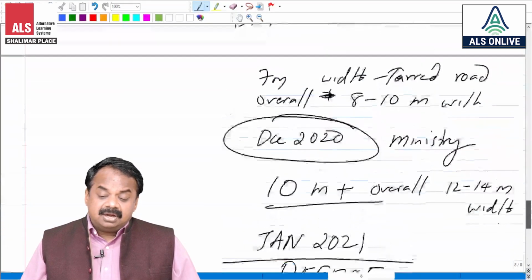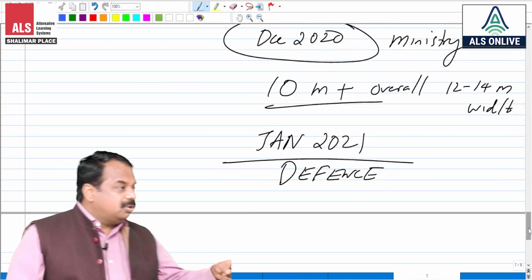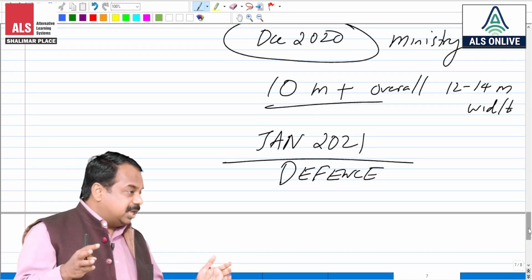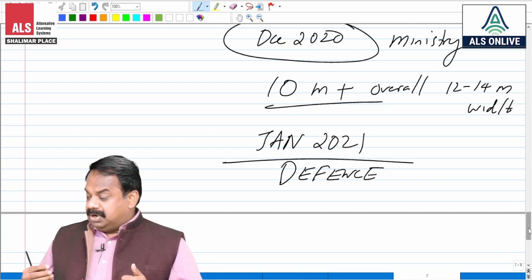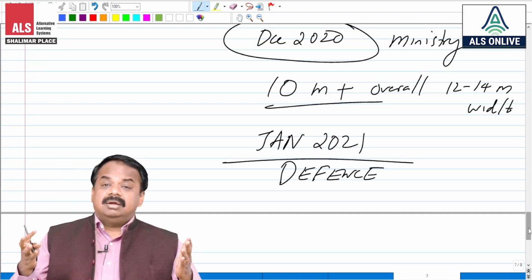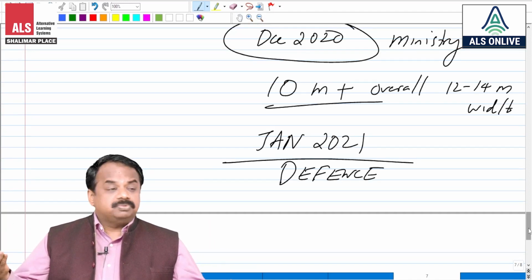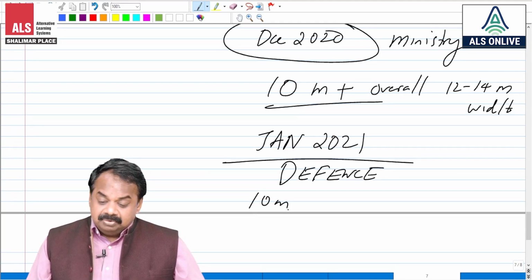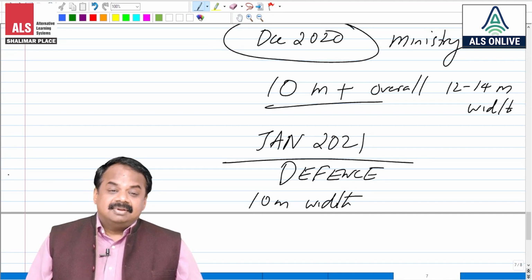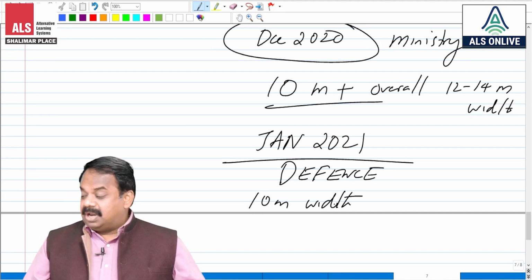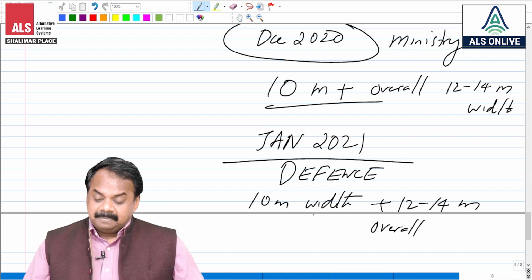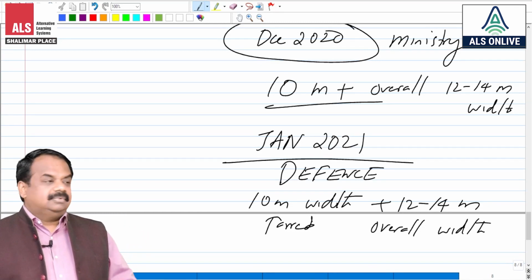Now, this is where all the doubts come. In November, you are telling that you need 7 meters width for the road and overall 8 to 10 to carry the BrahMos missile. Now, in January 2021, the ministry is saying, I made a mistake, I made a small mistake in measuring the width, they don't know the width of the BrahMos missile. Now they are saying, I need 10 meters width tarred road plus 12 to 14 meters overall width. Are you getting what I am saying?